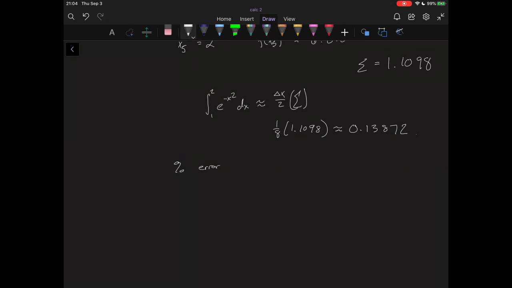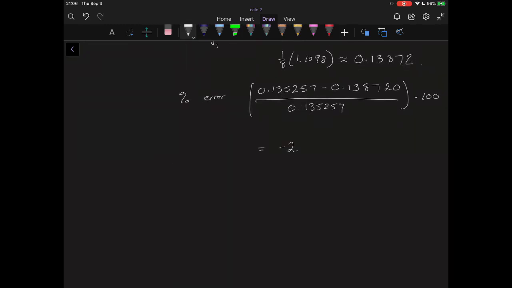Okay. Now let's do our percent error for this. So recall what the original value is. It's 0.135257, and we're going to subtract what I got from my calculation, 0.138719, and we're going to divide this all by 0.135257. And doing that calculation, we end up with negative 2.56% error. Not as good as our midpoint rule, but it's still pretty good.